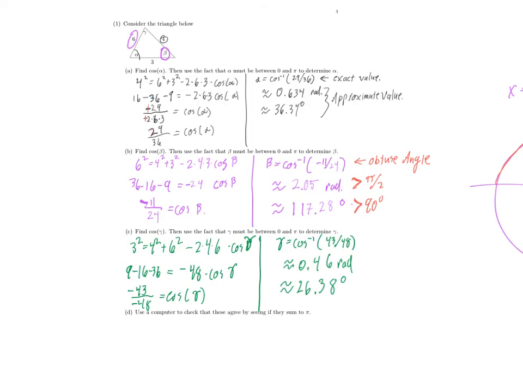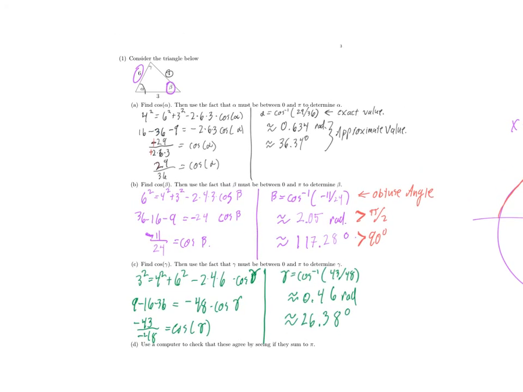Similarly, to find the angle gamma, use the law of cosines. So the angle gamma, there's the angle gamma, there's the side opposite. So the side opposite, 3 squared, should be equal to 4 squared plus 6 squared, minus that error term, 2 times 4 times 6 times the cosine of gamma. So that should mean 3 squared is 9, minus 4 squared, that's 16, minus 6 squared, that's 36, is equal to negative 48 times the cosine of gamma.